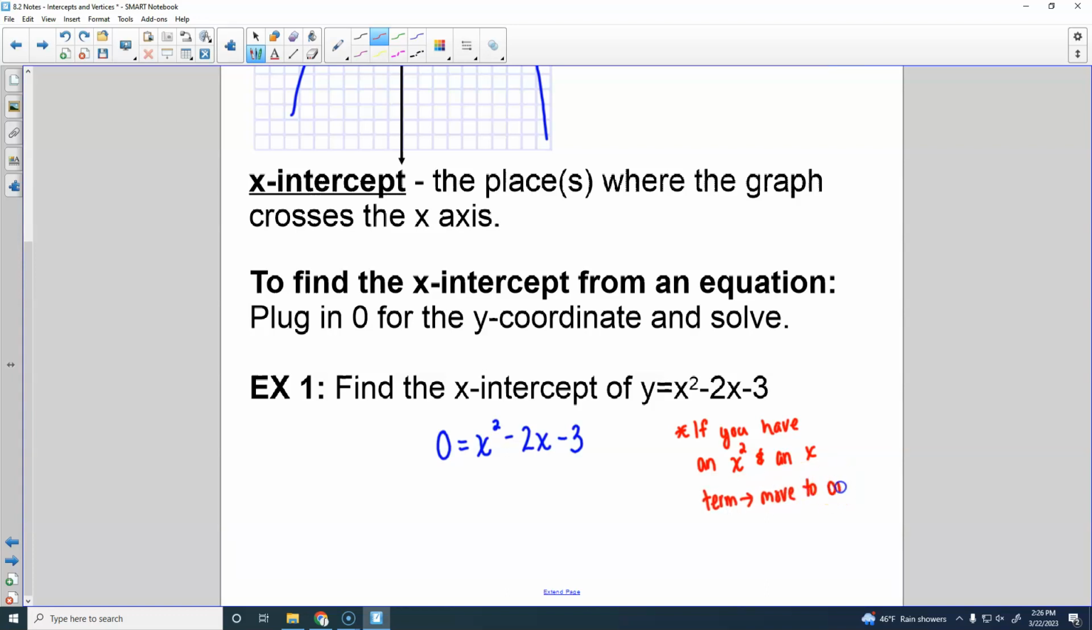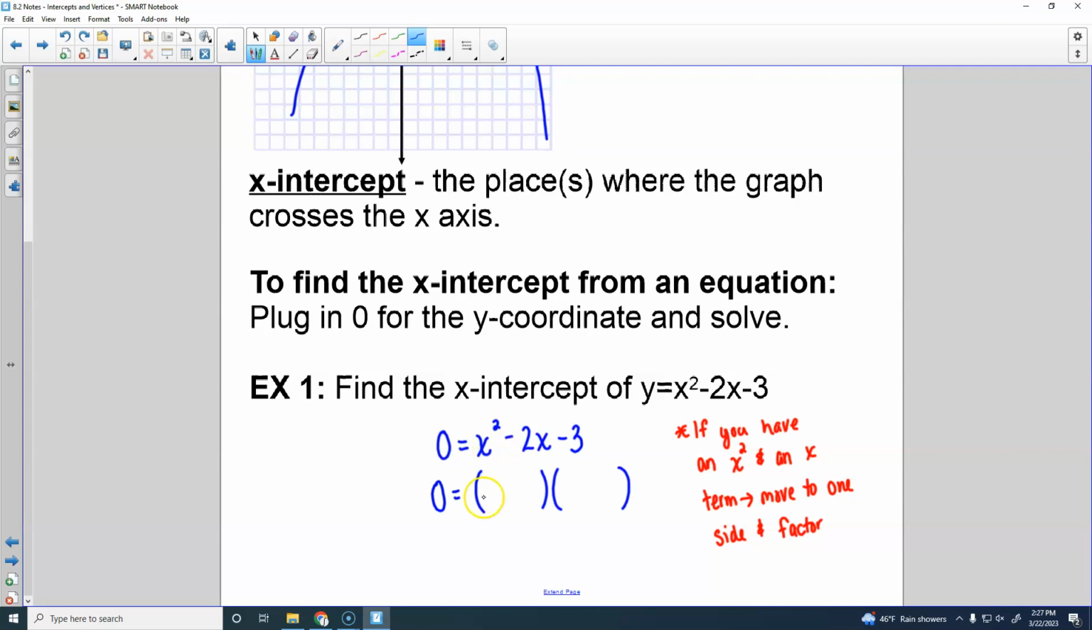In most cases, you're not going to have to worry about moving it to one side because you plugged in 0 for your y, so it's already equal to 0. So we're going to factor this. And we're going to work on our factoring a little bit more as we go through this, and we'll sort of review, because on our 8.1 quiz, some of you did really well. Some of you did not do so hot on that quiz, so solving these is going to be built into the next stuff that we're doing. So if you were a little shaky on that, here's a chance to hopefully get a little better at it.